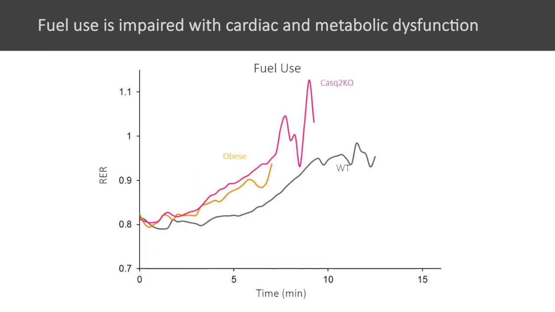And so we see that not just VO2 max is able to be picked up as impaired in these models of dysfunction, but also you can see that compared to the wild type trajectory, when we're looking at plotting RER, we have significantly different graphs occurring in both obese and calsequestrin mice.